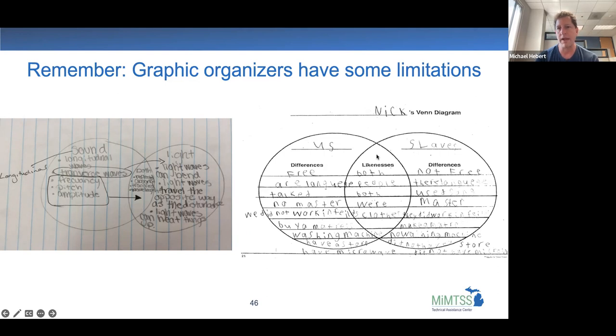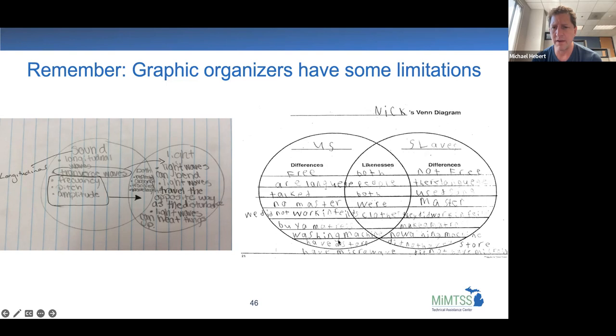The Venn diagram on the right is not something that any of my students came up with. It's also just a cautionary tale, right? So here we've got students putting in whatever they want. They put us versus slaves, which is not necessarily the greatest topic, right? Especially if they're saying us, hopefully they're not looking at themselves as, well, we were the people that were not slaves versus the people that are. And so you can get into some kind of sticky areas there.